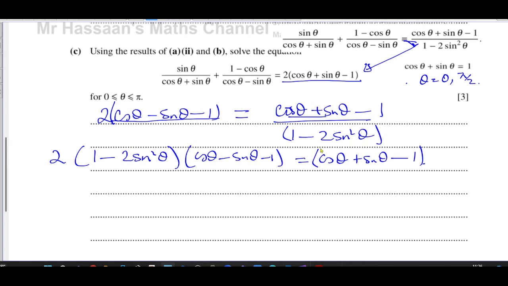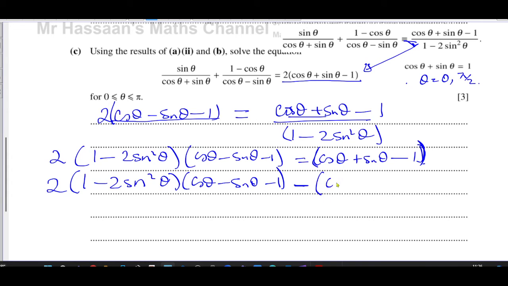So I'm going to take it like this. I won't change the signs of what's inside it, but what I'll do is, so that it looks the same as that, because I want to try to make this simpler, not more difficult. I'll have 2 times (1 minus 2 sine squared theta) times (cosine theta minus sine theta minus 1). And I'll put minus, in brackets, (cosine theta plus sine theta minus 1) equals 0.